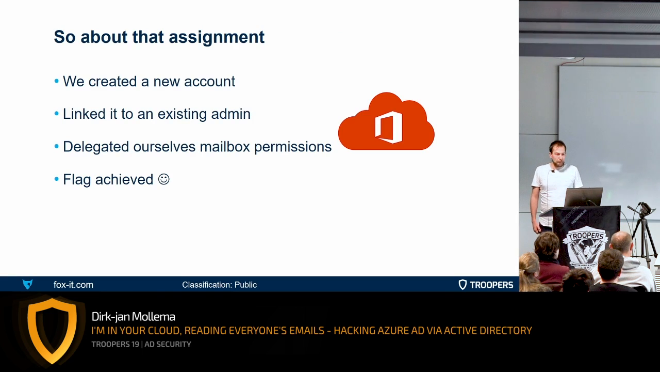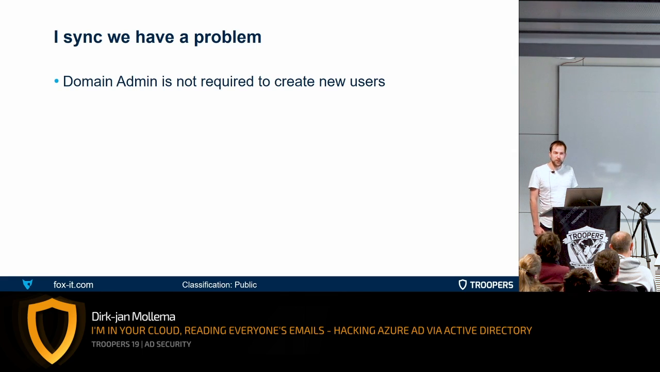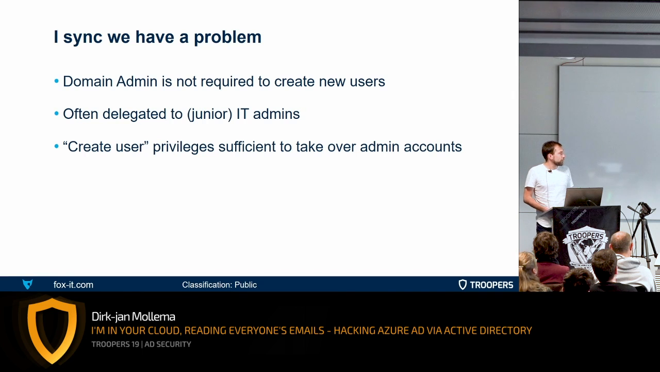So in this assignment, we created a new account in Active Directory. We linked it to an existing admin account that they had. We delegated ourselves permissions to read the CEO's mailbox, and then we had our flag achieved. If you've been paying attention, you may see where this is going. You don't necessarily need domain admin to create new users. And if you're in a larger organization, a lot of your maybe junior IT admins have the task to create new users. So a lot of people probably have this privilege in larger organizations. And create user privileges were sufficient to take over the highest admin accounts.